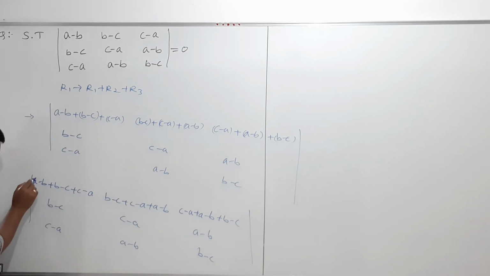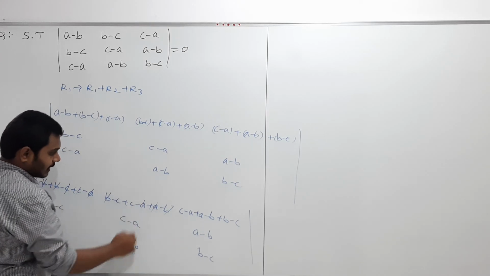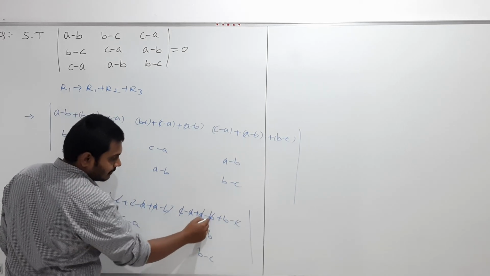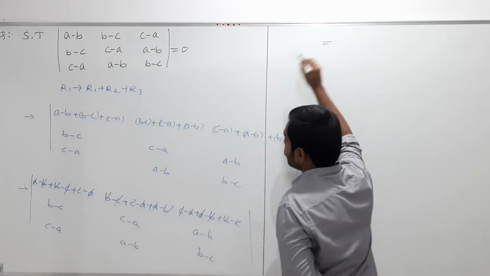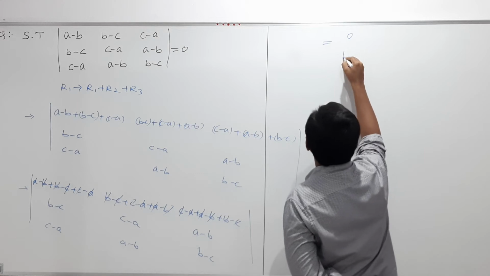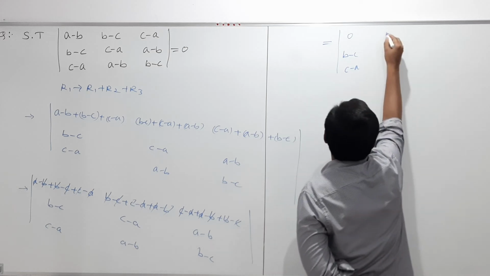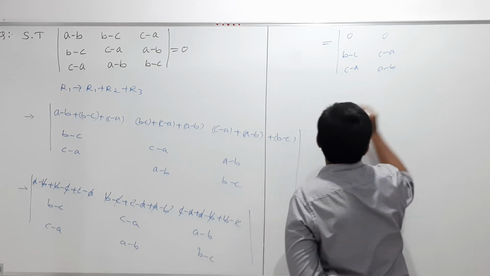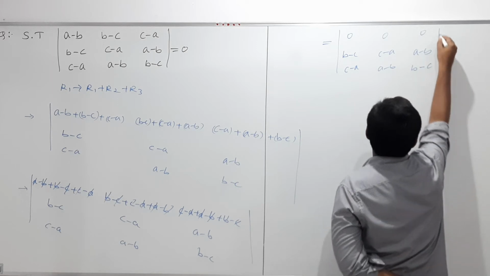Now my dear friends, you can observe here plus A minus A cancels, plus B minus B cancels, plus C minus C cancels. Everything cancels and ultimately you get the value as 0. Here is B minus C, C minus A. And next here also 0, C minus A, A minus B, and next here also 0, A minus B, B minus C.